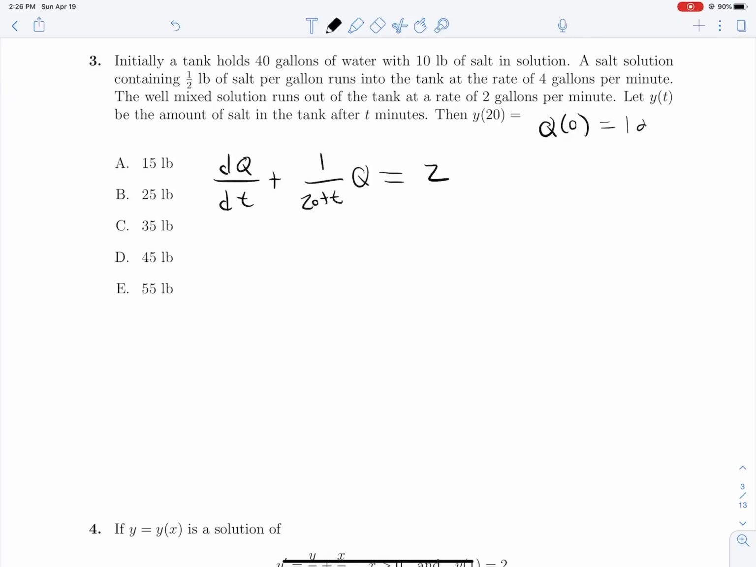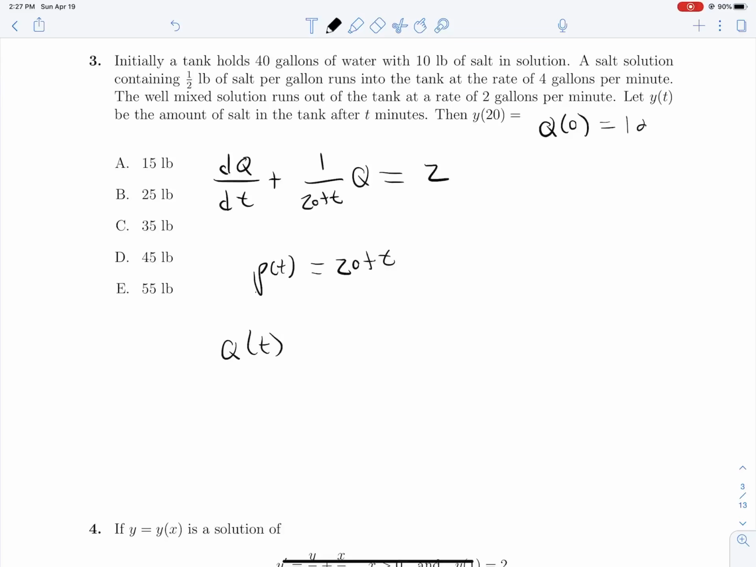We don't have to do anything. We don't have any terms over here to divide out. Here is our p of t. So our rho of t is e to the integral of p of t, which will just be e to the ln of 20 plus t, or 20 plus t.